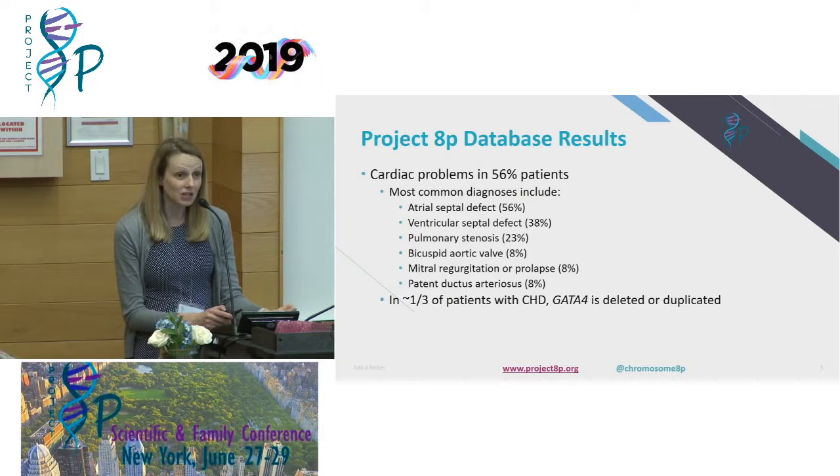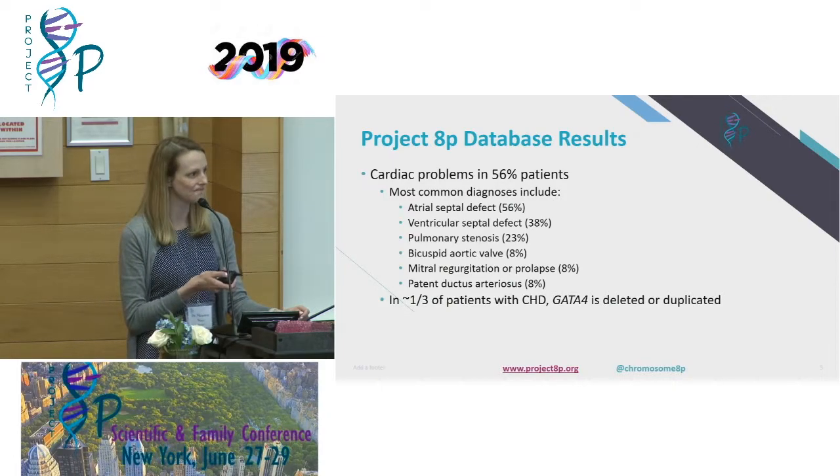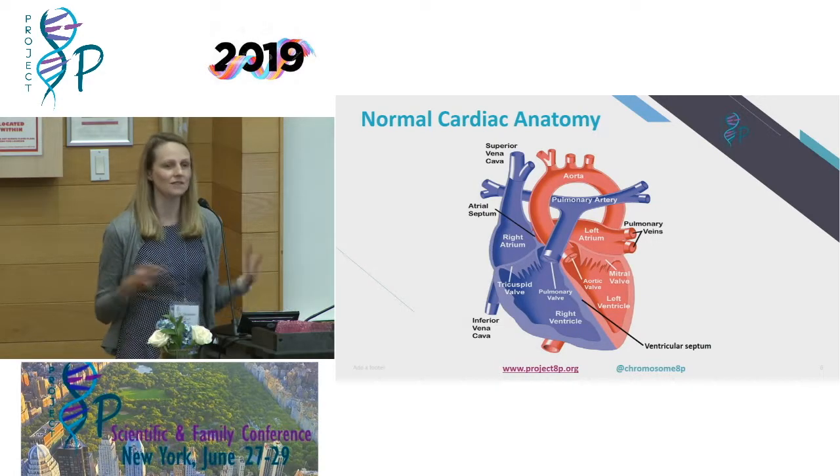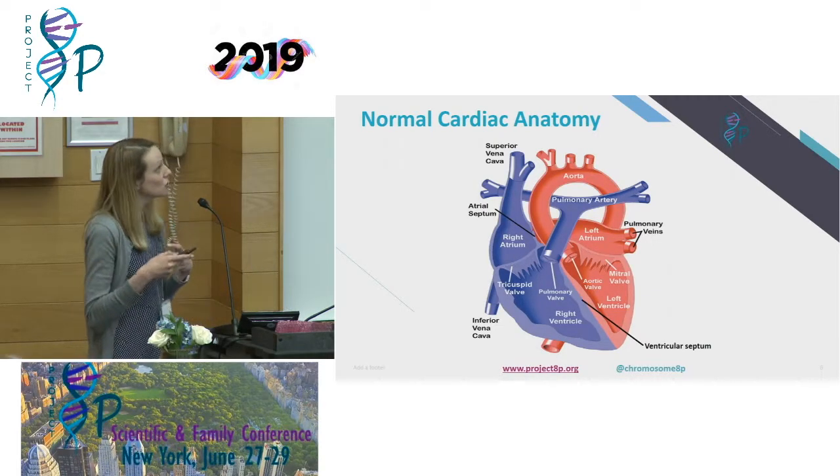And in the Project 8P database, we found that about a third of patients with congenital heart disease had GATA4 deleted, and that's sort of the most well-studied gene on 8P related to heart development. But obviously, it's not the only thing playing a role here, because two-thirds of patients with congenital heart disease didn't have GATA4 affected. So I'm just going to go through a quick tutorial of the normal development and structure of the heart.